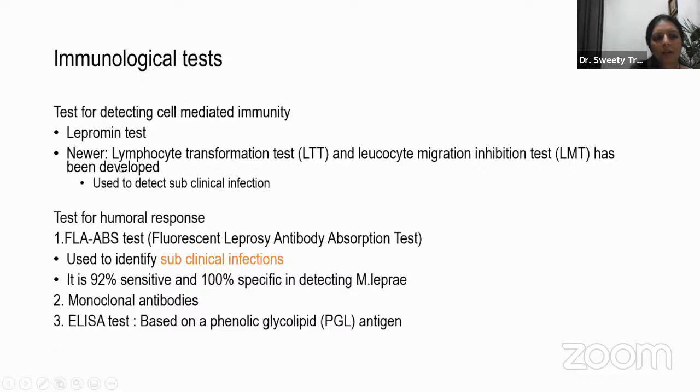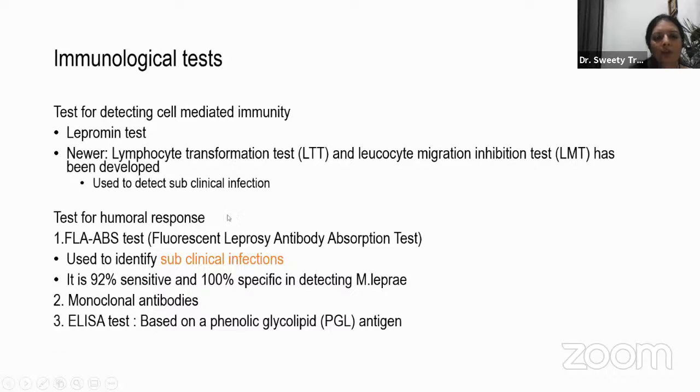It is the lepromin test, and what is new in that? Lymphocyte transformation test and leukocyte migration inhibition tests have been developed. Why are they used? They are used to detect subclinical infections, those with subclinical neuropathy, who present to us uninformed, and suddenly on testing, on NCS exam, they are having these features.